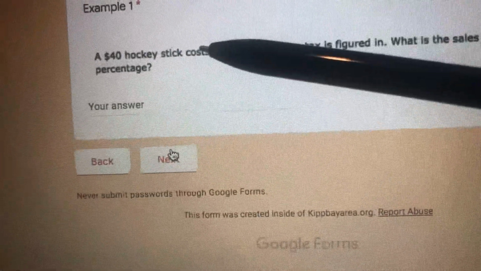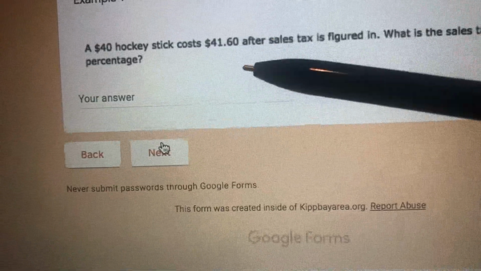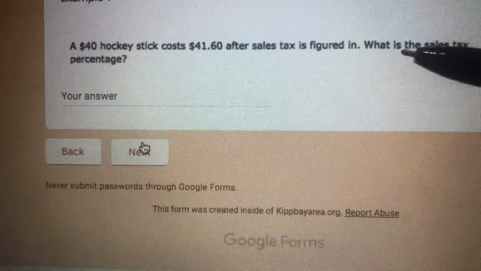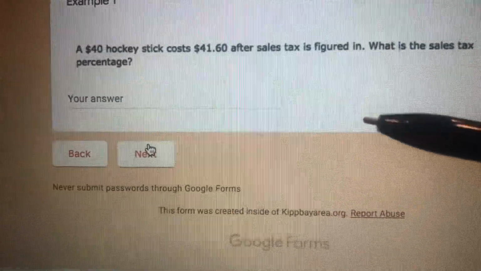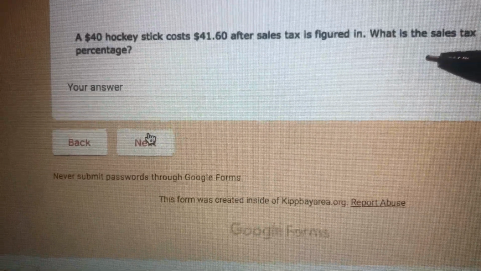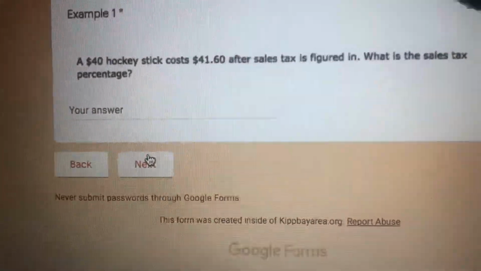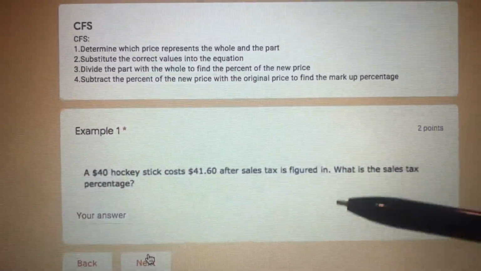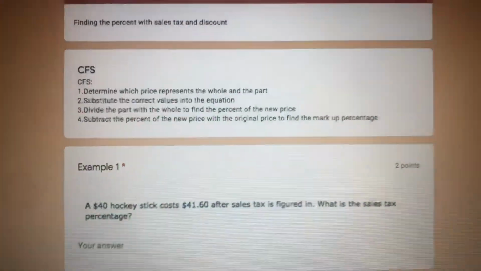So here it says a $40 hockey stick costs $41.60 after sales tax. What is the sales tax percentage? So again, it's asking us not the percent of the new price, but the percent of the sales tax specifically. So the CFS is going to be actually the same.